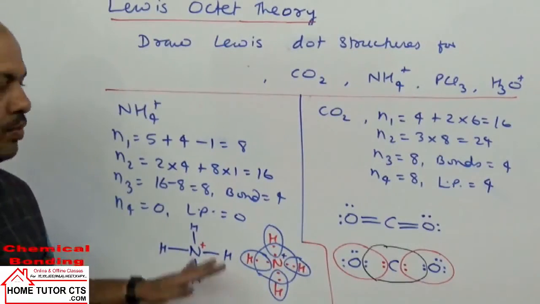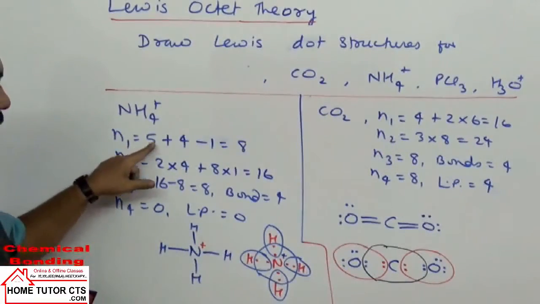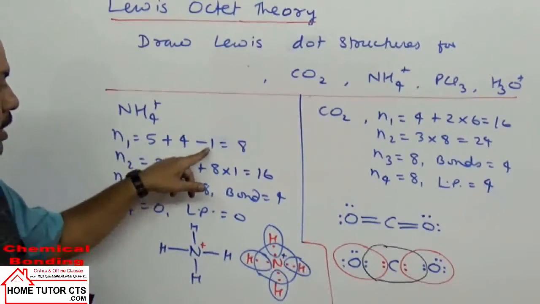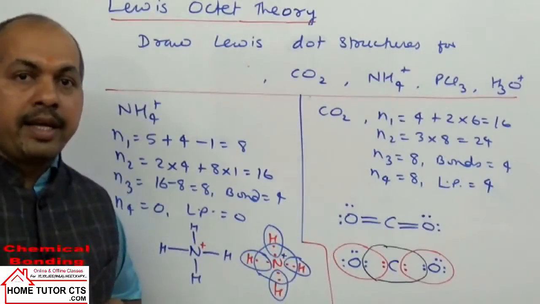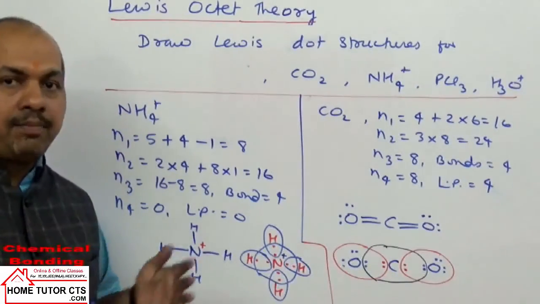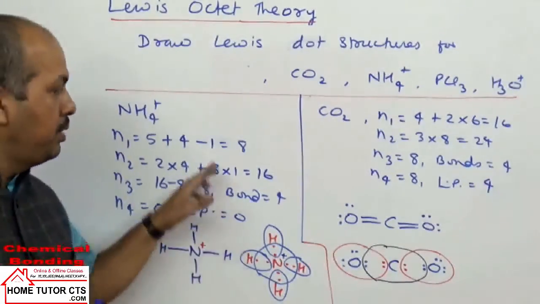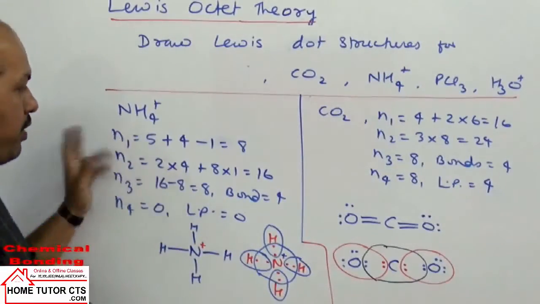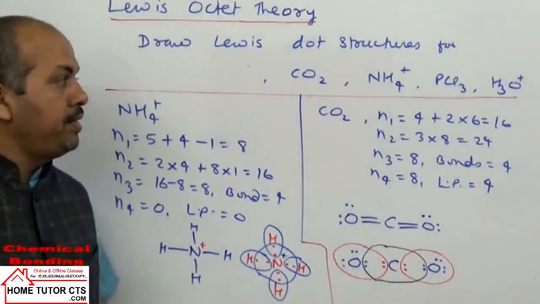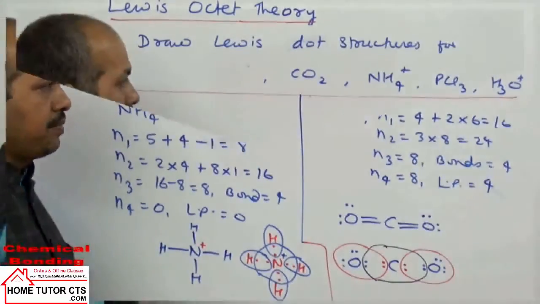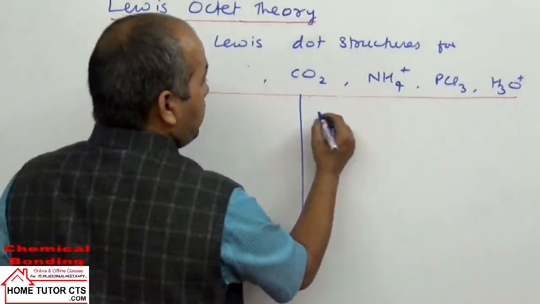Are you clear? If it is a cation, first find the value by subtracting the cationic charge, the plus charge. If it is an anion, then for anions add the negative charge, and in cations subtract the positive charge to get the value of N1. Now 2 more examples remain, PCl3 and H3O+. Now next it is PCl3.